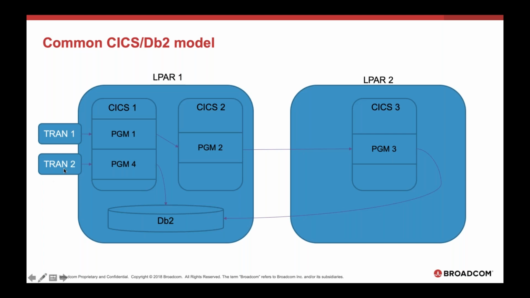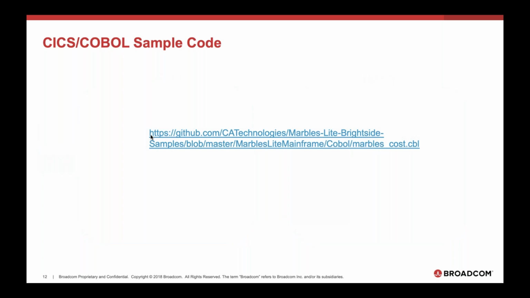Another transaction here, simpler one, it just goes to program 4 in CICS region 1, and that performs the DB2 lookup directly. So I'm showing this because the scope of a unit test most likely is just going to be one program that's located in this CICS region, right? In CICS 1 here. So there's a unit test for program 1. There's a separate unit test for program 2. And so on and so forth. For each of those programs, you're going to likely have a separate unit test.